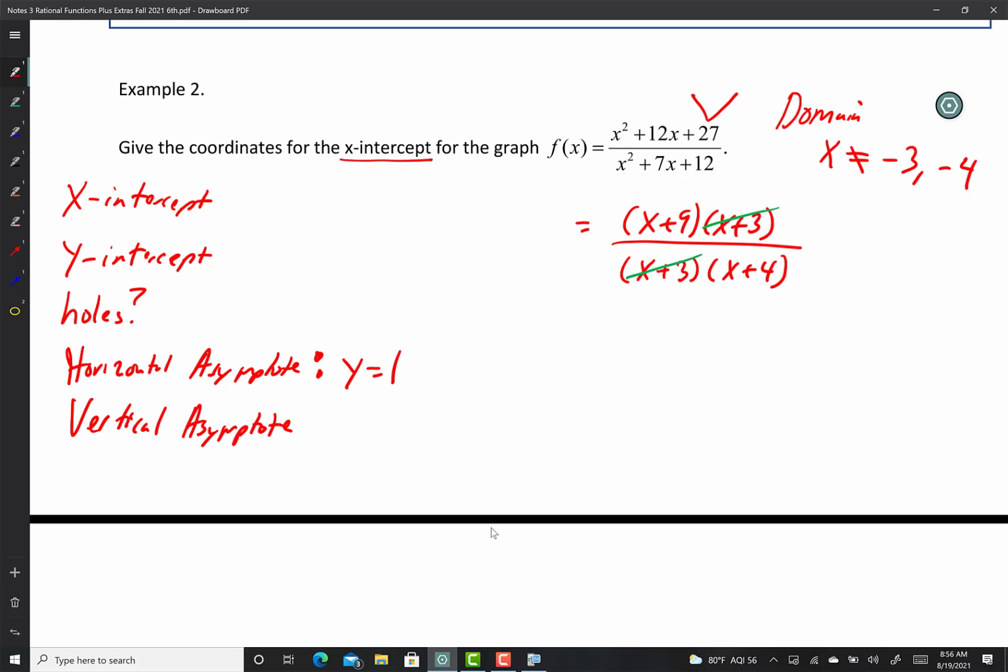Well, not for a hole. We'll talk about what negative 4 is. Negative 4 is something, and we're going to find out right now. All right.